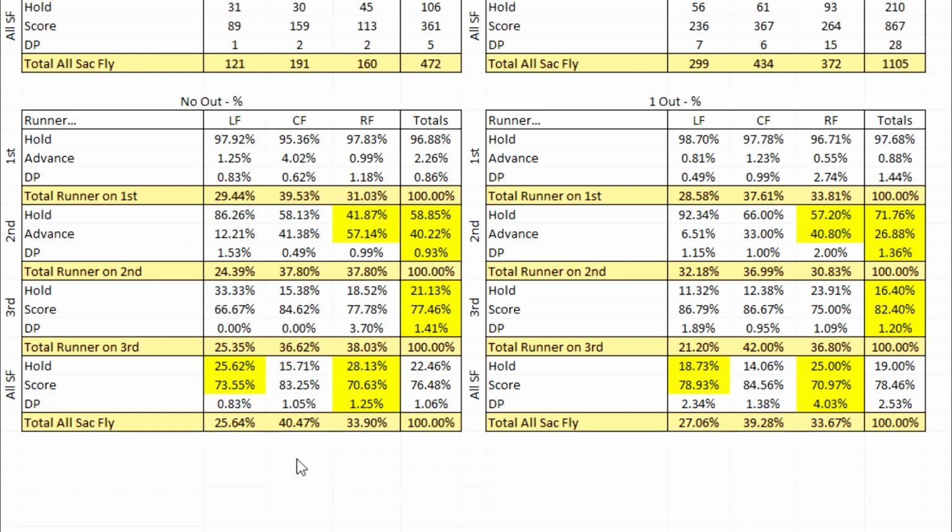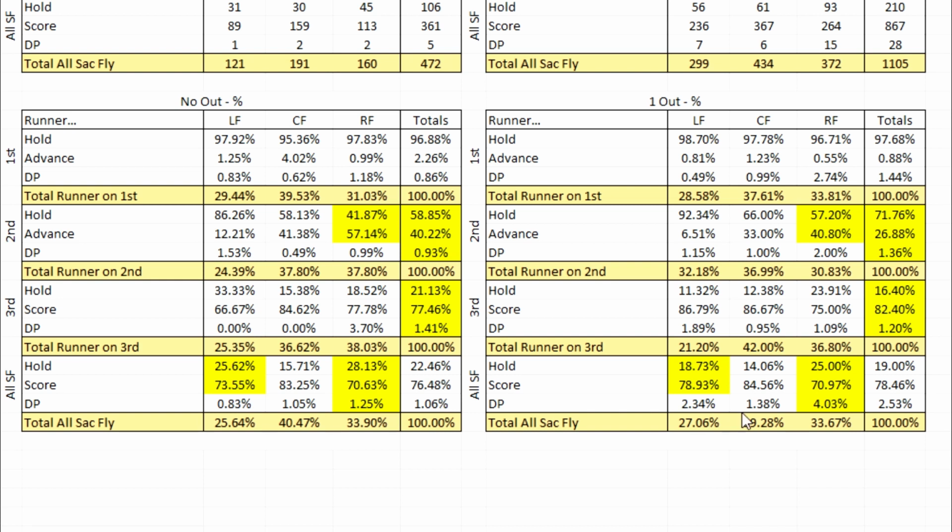And I think, once again, interesting to note is that, again, there's almost never a double play on a sac fly. Almost never. And in these cases, we're talking about double plays, doubling off that lead runner, okay? So we're looking at what happens to the lead runner in this case, whether they hold, whether they score, whether they're doubled up, okay? So, again, almost never.